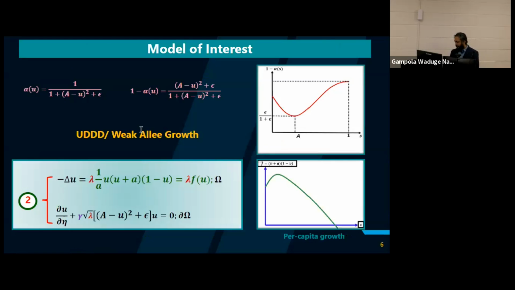All right, here is the model that I want to focus on today. I'm going to take the same alpha u that we took in the previous model. That means we have the same u-shaped density dependent dispersal on the boundary. And this time I have a weak Allee growth reaction term. What I mean by a weak Allee growth reaction term is that your per capita growth rate is initially increasing and then decreasing. To make the notation easier, I'm going to take this green piece to be f of u. That's my reaction term. So this is the model I'm interested in today. I will call that number 2.